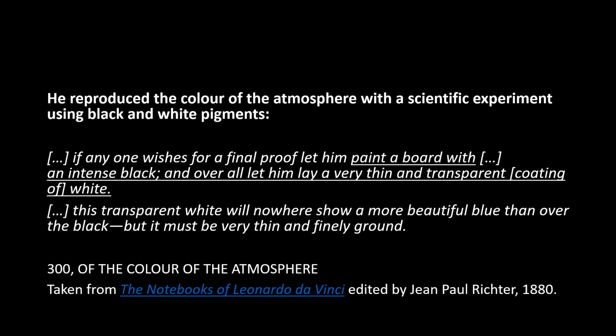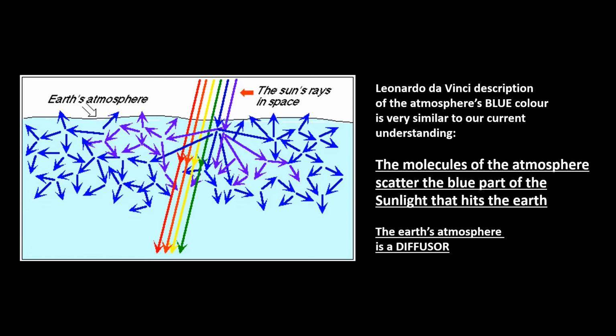And I was really amazed to read that, because I've been working on this, but it's always the same: when you work on something, you read Da Vinci and he has already figured it out. So his description of the atmosphere is very similar to the one we would use today. This is a very simplified picture, but it shows you basically why the sky is blue.